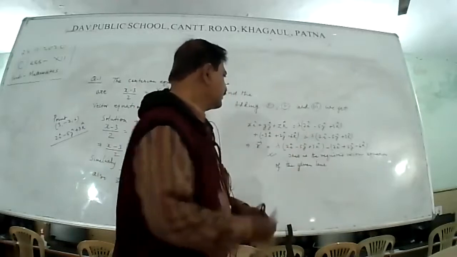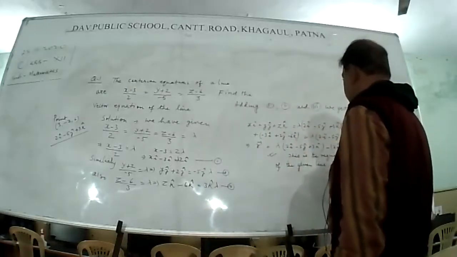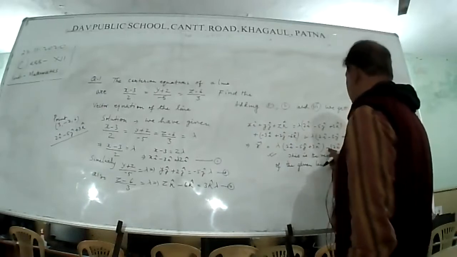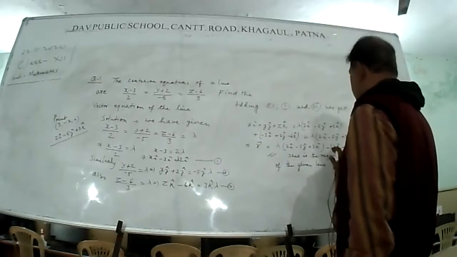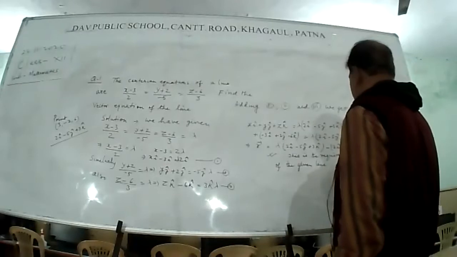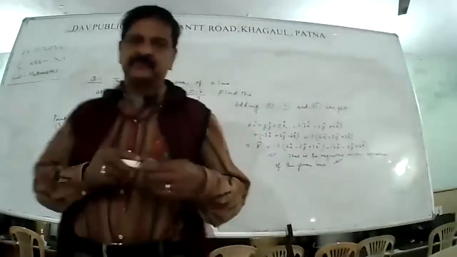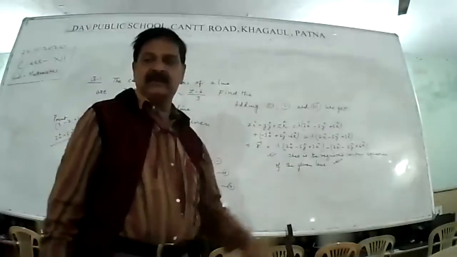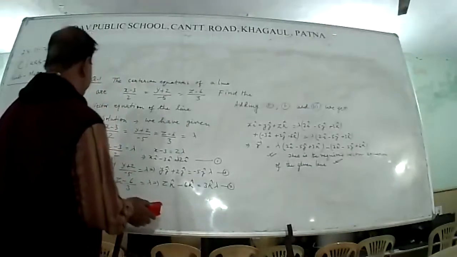Minus 3 i unit vector minus 2 j unit vector plus 6 k unit vector, taking minus as common. This is the required equation of the line. This is the required vector equation of the line. Next question. We will discuss the next question now.